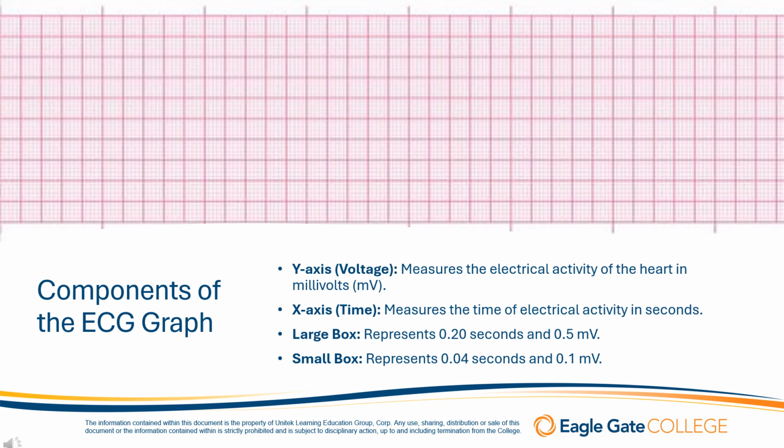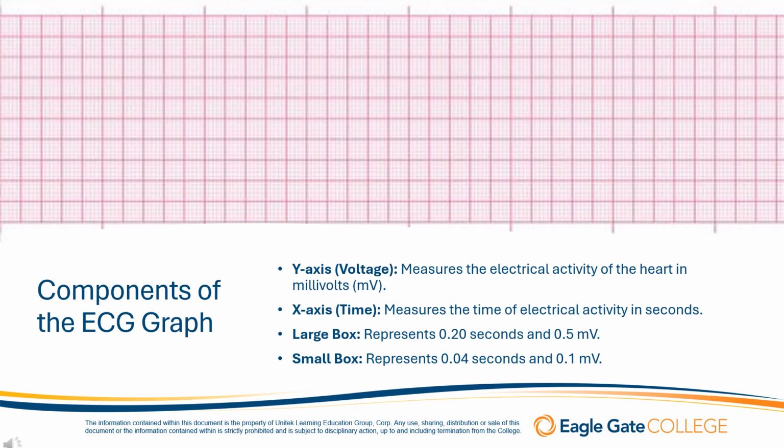Okay, so let's break down the components of the ECG graph. The y-axis on the ECG graph measures the electrical activity of the heart in millivolts. This axis is vertical, it goes up and down, and it indicates the amplitude or strength of the electrical impulses that travel through the heart. When we look at the y-axis, each small box represents 0.1 millivolts, and each large box represents 0.5 millivolts. This measurement helps us to determine the voltage changes that are occurring during each heartbeat.